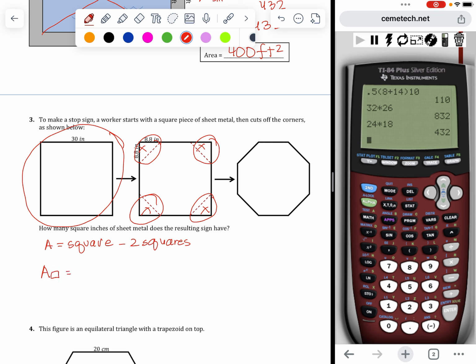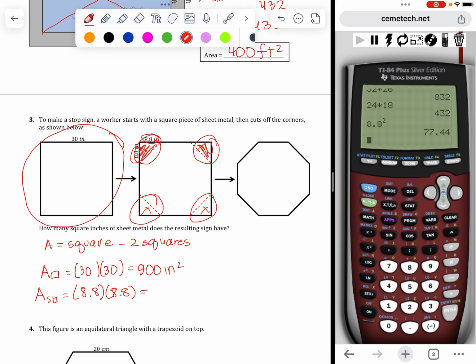All right, so let's start with our plan here. The area of the big square: you either do side squared or base times height since the square is a rectangle. 30 times 30, 900 inches squared. And then I'm going to do the area of the small square. This is an 8.8 by 8.8 square if you put this one and this one together. So 8.8 times 8.8, 77.44. And then remember there's 2 of those. So there's a square here, and then there's a square here.